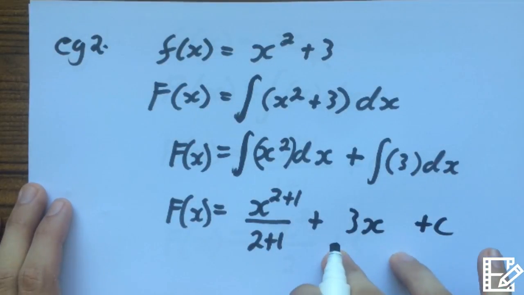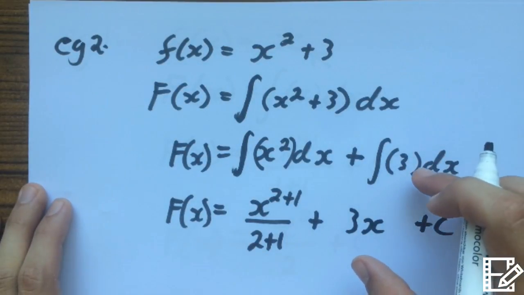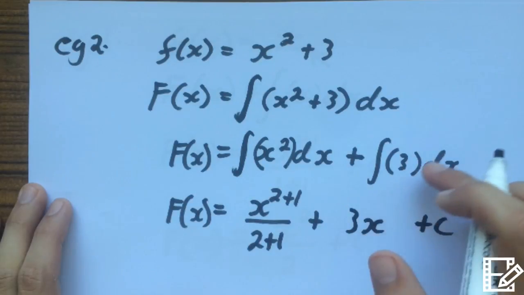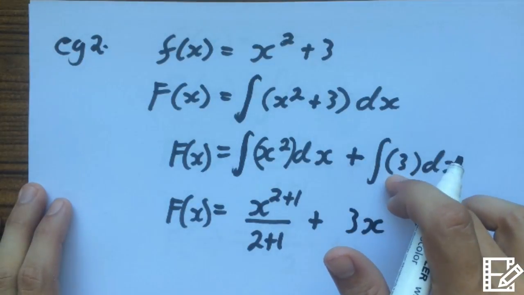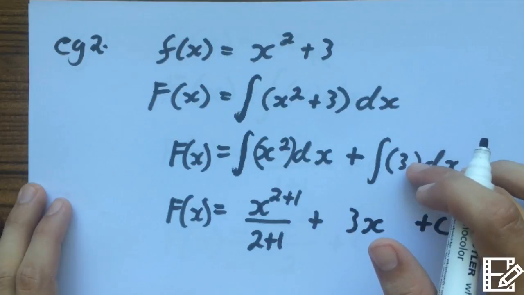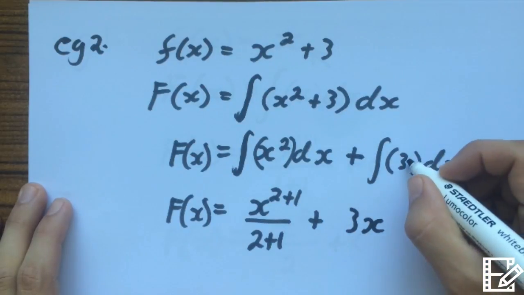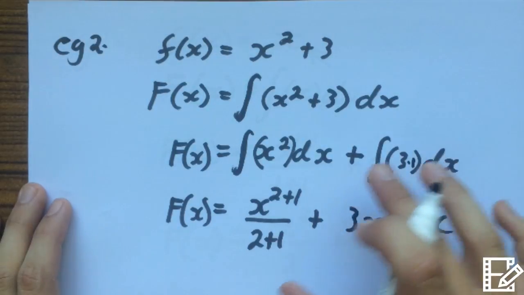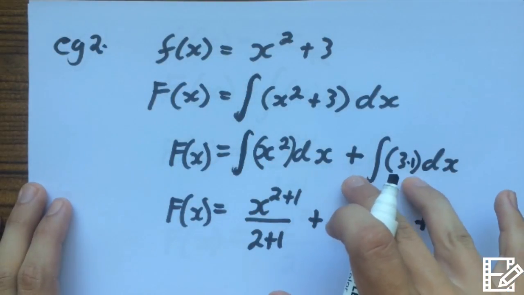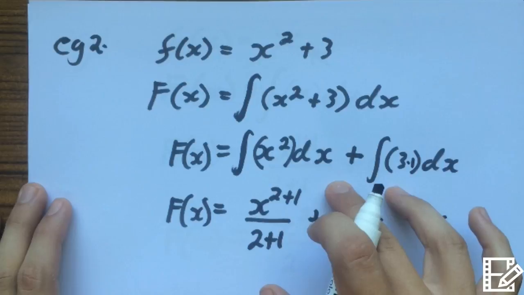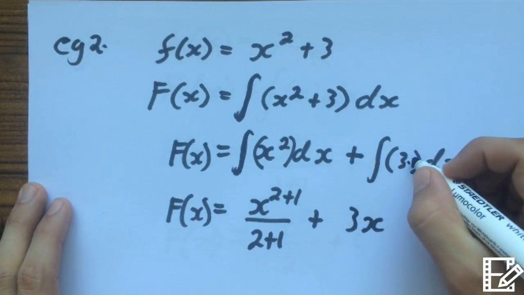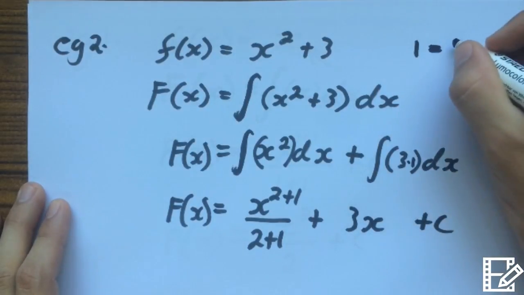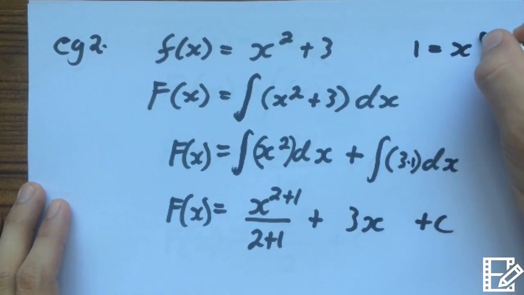I'll explain this right now. Essentially, think of it as having the x multiplied by 1, because 3 is multiplied by 1. The 1 is invisible. 1 also equals anything to the power of 0. Let's say x to the power of 0.